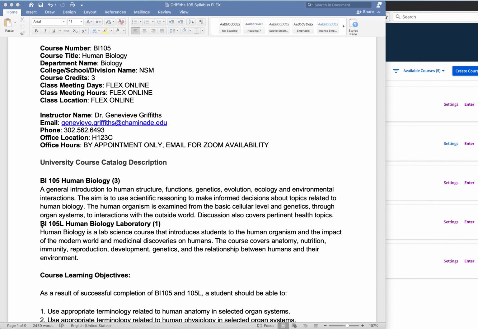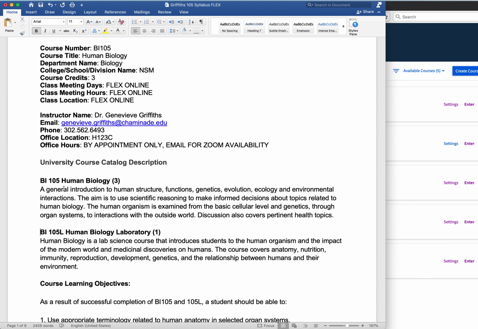It's going to be the course catalog description. For both the course and the lab, you'll be taking them together. So the course is human biology, and it's going to talk about the human structures and functions. We're going to delve into genetics, evolution, and then a little bit of environmental and ecological interactions. The overview is to make sure that the student is well informed and able to use scientific reasoning to make decisions about human biology in the real world.